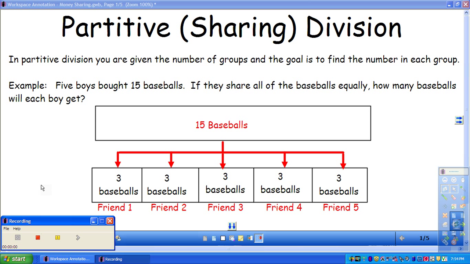5 boys bought 15 baseballs. If they share all of the baseballs equally, how many baseballs will each boy get? And you can see that I've given a model to illustrate that we have the total number of baseballs. We know how many boys there are. What we did not know is how many baseballs each friend would receive. And I illustrated that for you here. We have 5 friends, and we split or shared the 15 baseballs, and it ends up that each friend gets 3 baseballs. So let's take a look at how a student would learn how sharing or partitive division works.